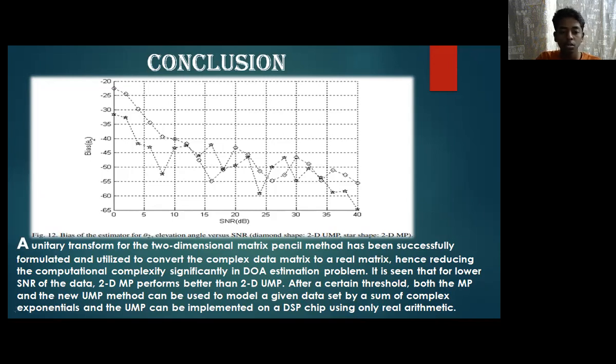So this is the conclusion of matrix signal processing and matrix pencil.